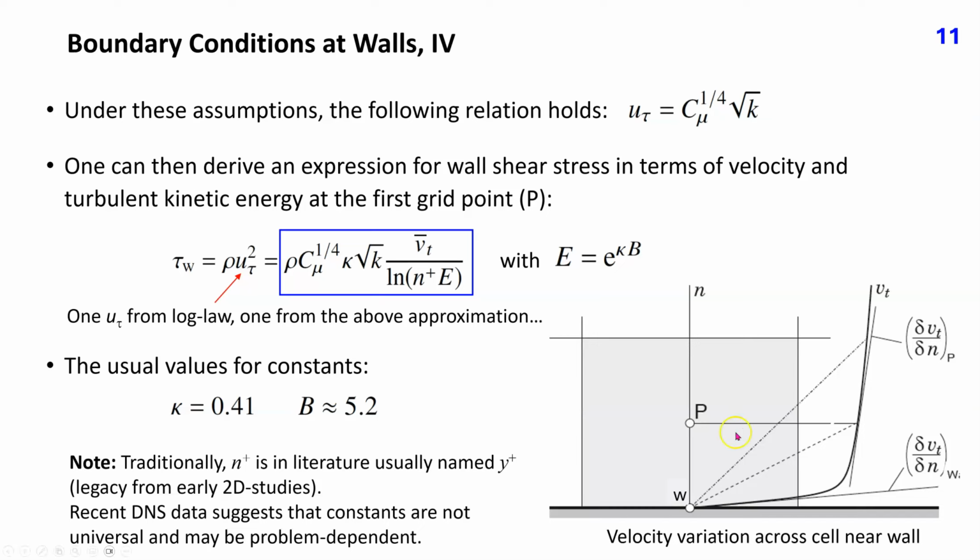This plot shows schematically the variation of wall parallel velocity component in wall normal direction across the first control volume next to the wall. To compute the wall shear stress directly, we would need to know the gradient directly at the wall, which is very high and not resolved by the grid. The velocity gradient at cell center is much lower and cannot be used to approximate the wall shear stress.